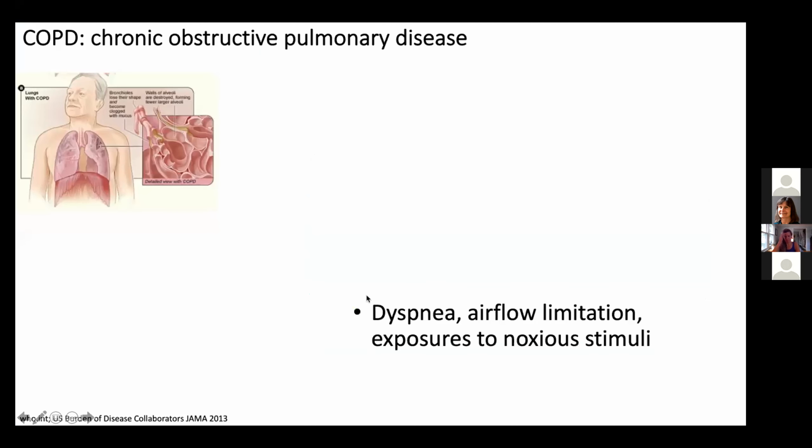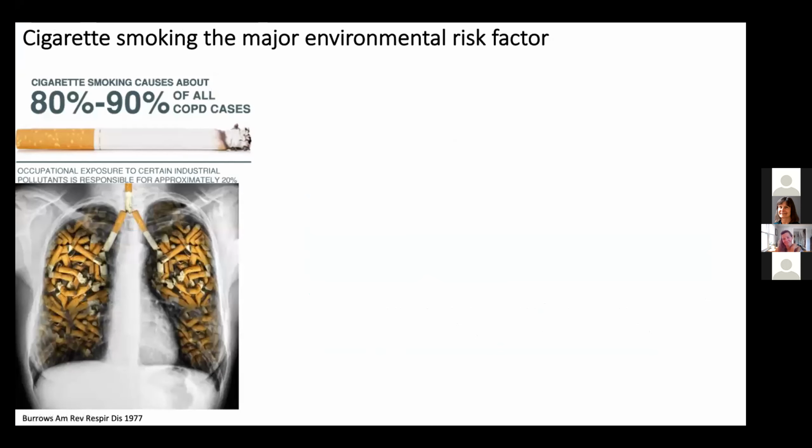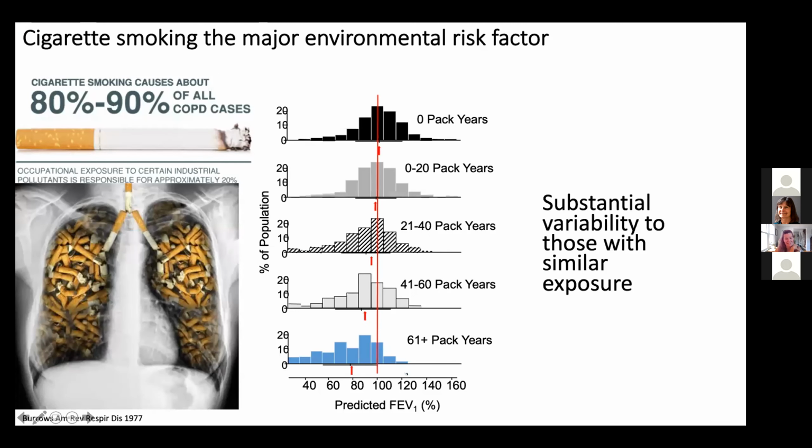So I study mostly COPD. I'm going to talk about it a little bit more in detail. So this is dyspnea, airflow limitation, often with exposures to noxious stimuli. And here's a picture of a COPD lung with air sacs that become dilated and plugged. It has a large burden. And if you didn't know anything about COPD, know that Spock actually died of severe COPD. Most people think of it as smoking, and you see pictures like this saying it's all due to smoking. But if you take people with similar cigarette smoking exposure, this is a measure of lung function. There's often very different lung function, even in people with similar pack exposure.